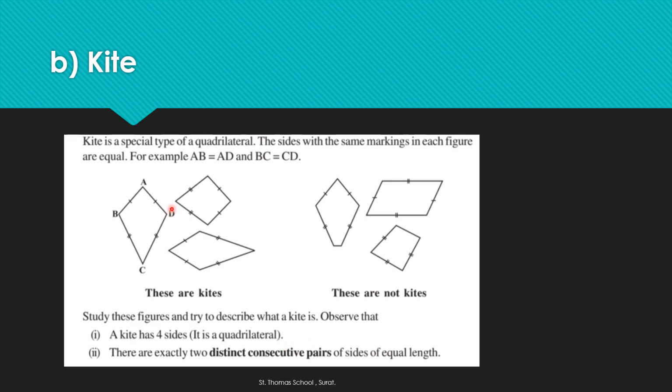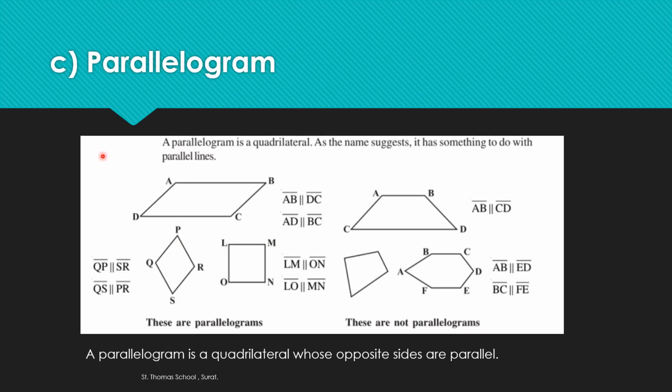Second one, that is kite, and kite is a special type of quadrilateral, and you have to write these 2 points and you have to draw any one figure. It's clear? Third one, that is C, parallelogram. A parallelogram is a quadrilateral, as the name suggests it has something to do with parallel lines. So they given more figures. They are parallelogram and here they are not parallelogram.